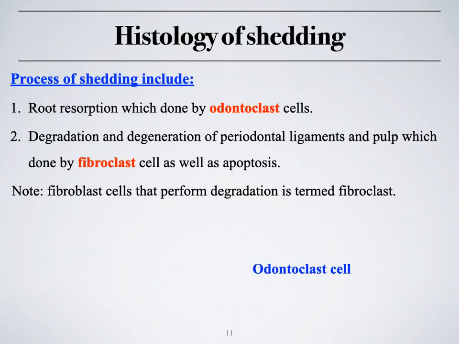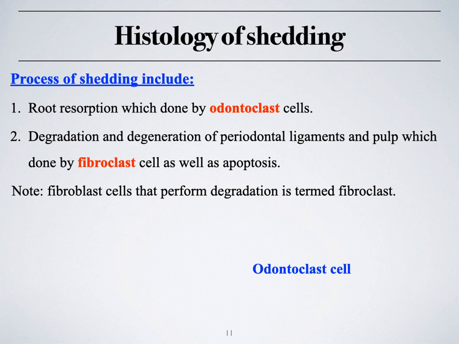What about the histology of shedding? The process of shedding includes, number one, root resorption, and this is done by odontoclast cells. Number two, degeneration and degradation of the periodontal ligament and pulp. This is done by, number one, fibroblast cells, as well as by apoptosis of the cells found within the periodontal ligament and pulp. Note that the fibroblast cell that performs degradation is termed fibroclast.